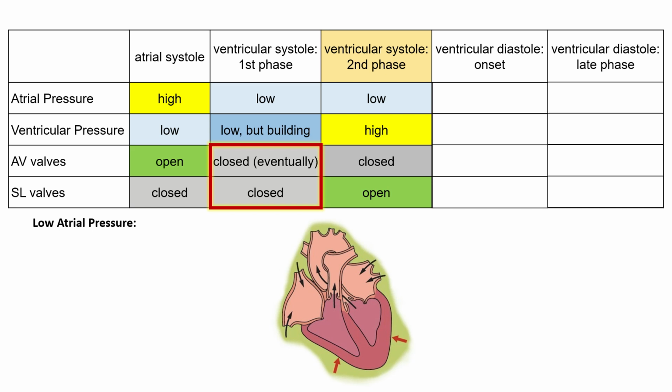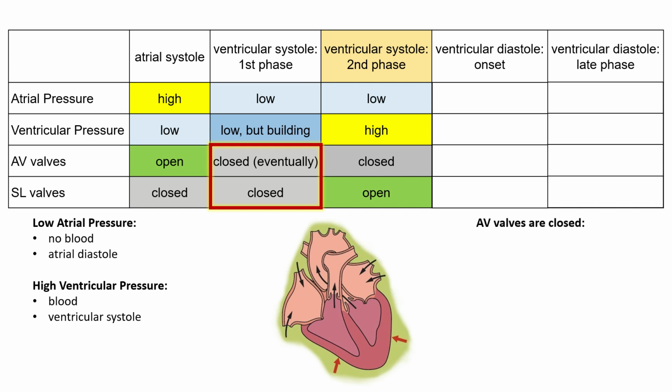Why do we have low atrial pressure? Well, we've got low atrial pressure because we don't have any blood in the atria, and because the atria are still in diastole. So why do we have high ventricular pressure? Well, it's because we've got that full volume of blood in there, and now the ventricles are in a full-out contraction.